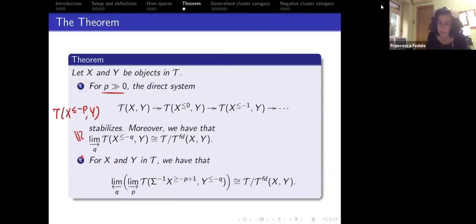And then the second part, I won't really talk too much about it, but I still thought it was important to include it. It's just saying that you can compute these Hom spaces over your T over TFT, so your generalized cluster category, by using these limits and colimits over T of some of these objects that appear in the truncation triangles, or at least the limits of them. So that's the main idea.